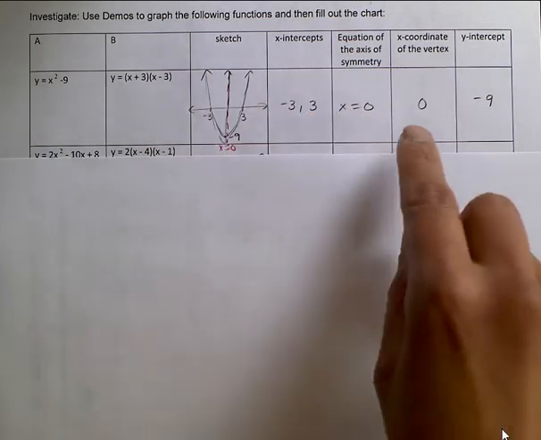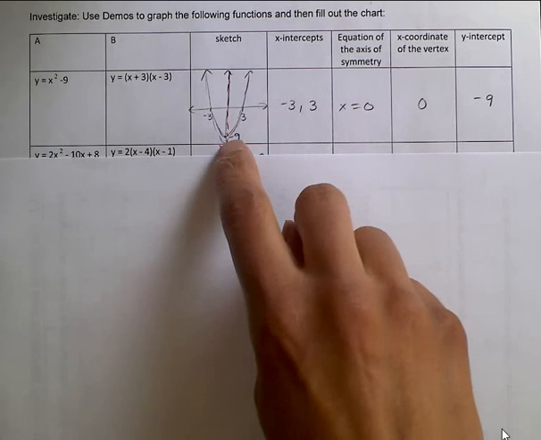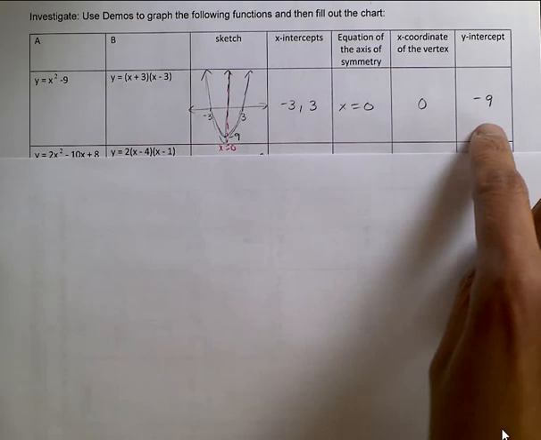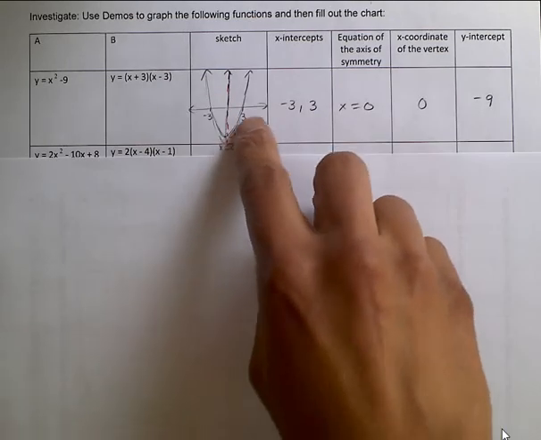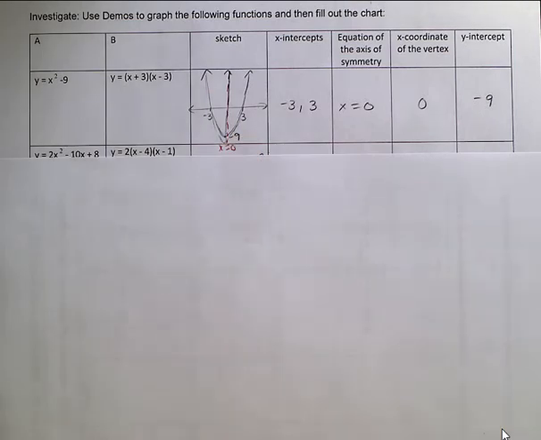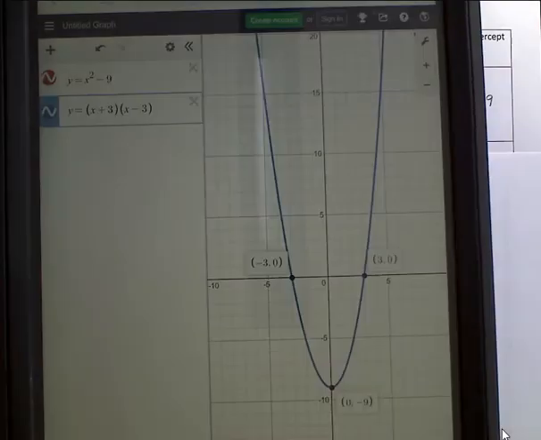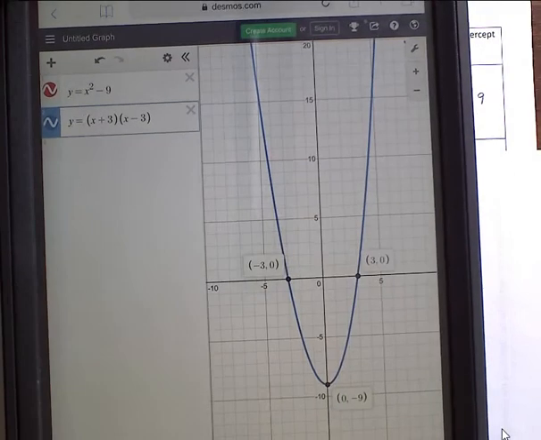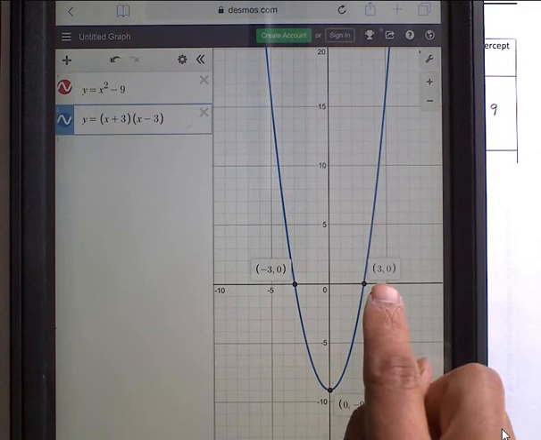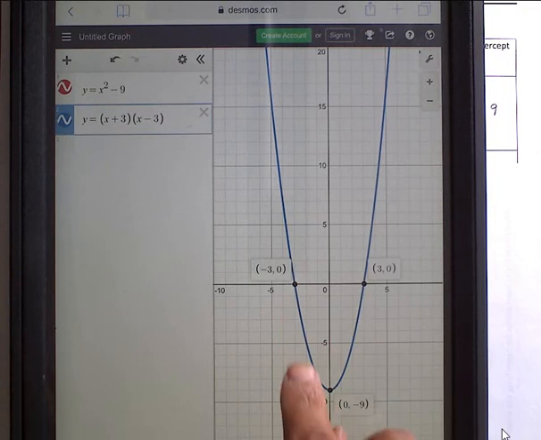The x-coordinate of the vertex is 0, because remember my vertex was (0, -9). And the y-intercept is where my graph crosses the y-axis, so it would be at -9. So I'll show you once more those values on the graph. My x-intercepts were -3 and 3. The y-intercept is where it crosses the y-axis. I've got -9. And the x-coordinate of the vertex is 0.